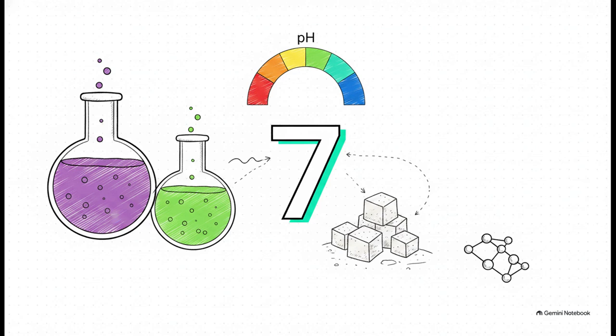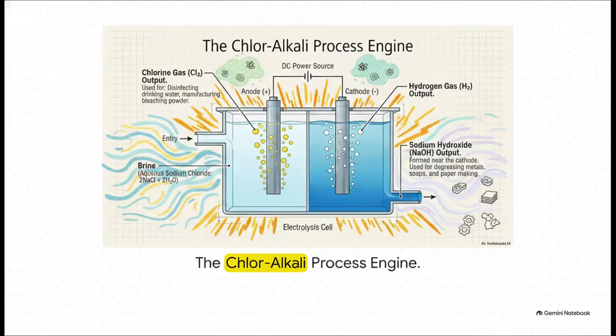Remember that number 7 on the pH scale? It represents perfect neutrality. When a strong base like sodium hydroxide fully neutralizes a strong acid like hydrochloric acid, you are left with sodium chloride. It's a salt with a perfectly neutral pH of 7. It is the ultimate balance byproduct, mined from ancient dried-up seas, and it serves as the foundational raw material for so much of modern industrial chemistry. Let's move along and see how this actually builds our industrial world.